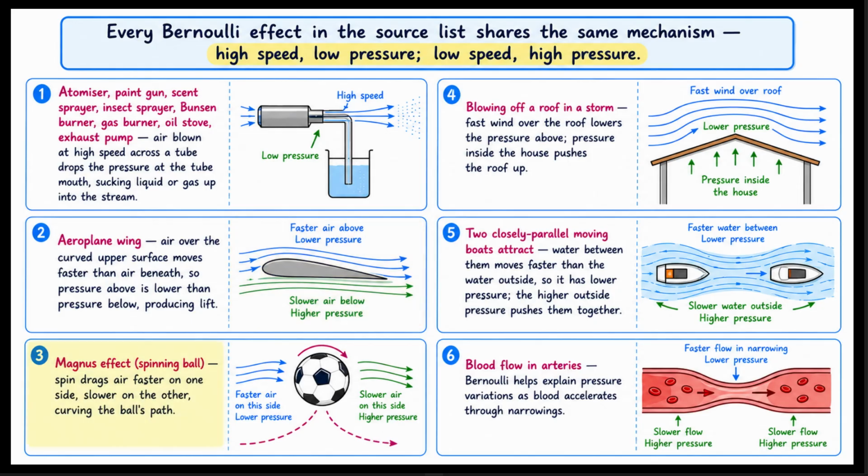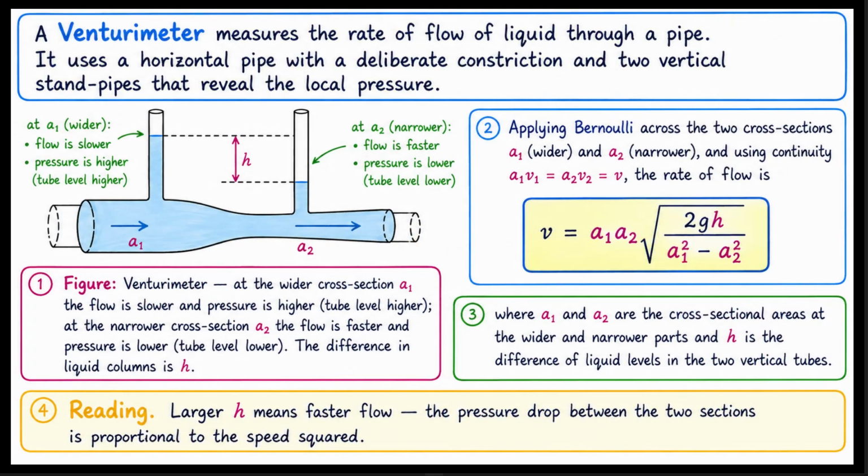In the Magnus effect, a spinning ball drags air faster on one side and slower on the other, curving its path. During a windstorm, fast wind over a roof lowers the pressure above, and pressure inside the house pushes the roof up. Two closely parallel moving boats attract each other because water between them moves faster than the water outside, so it has lower pressure, and the higher outside pressure pushes them together. Bernoulli also helps explain pressure variations as blood accelerates through narrowings in arteries. One mechanism, many faces.